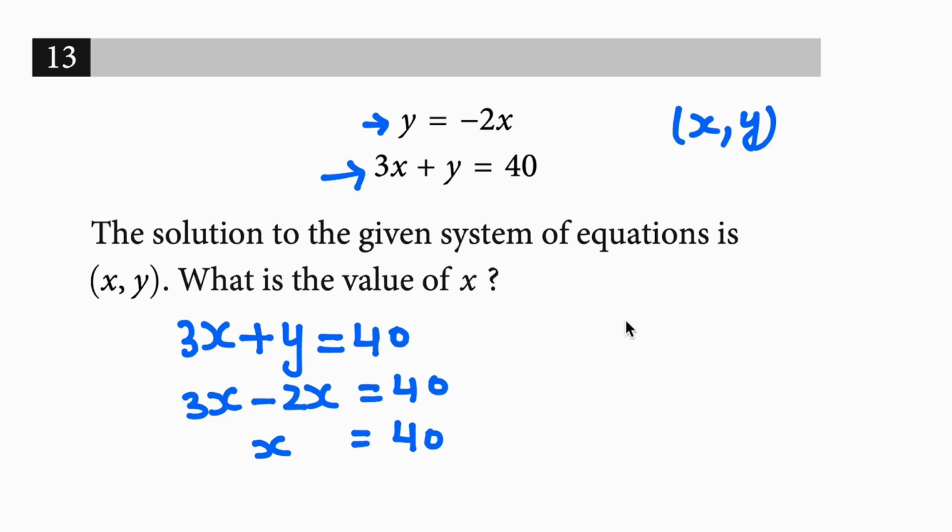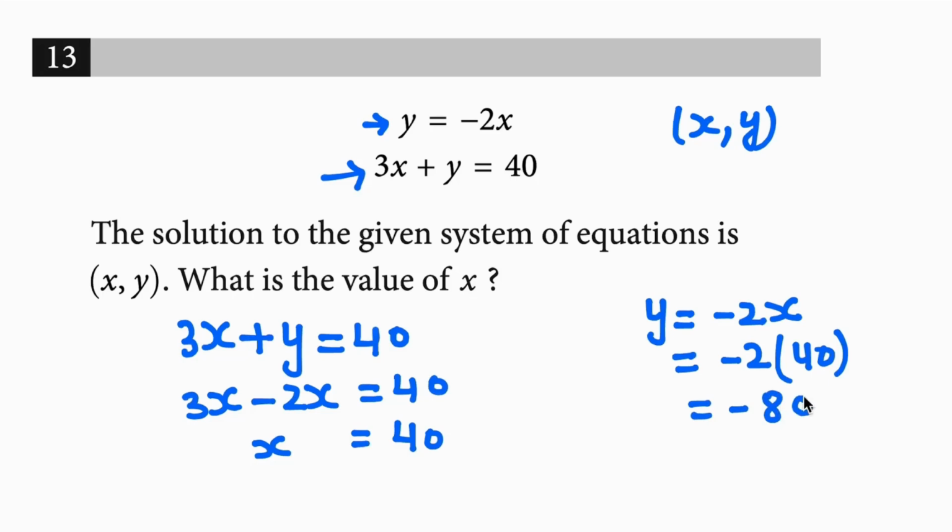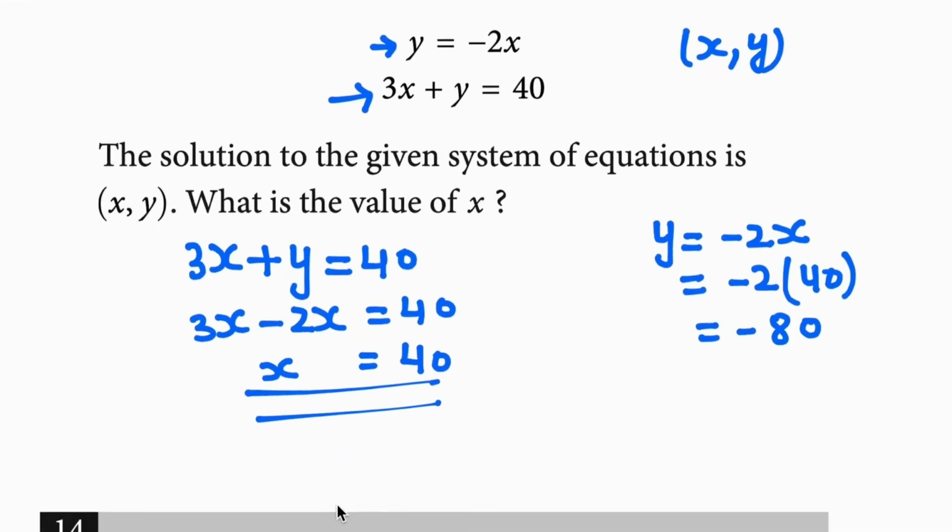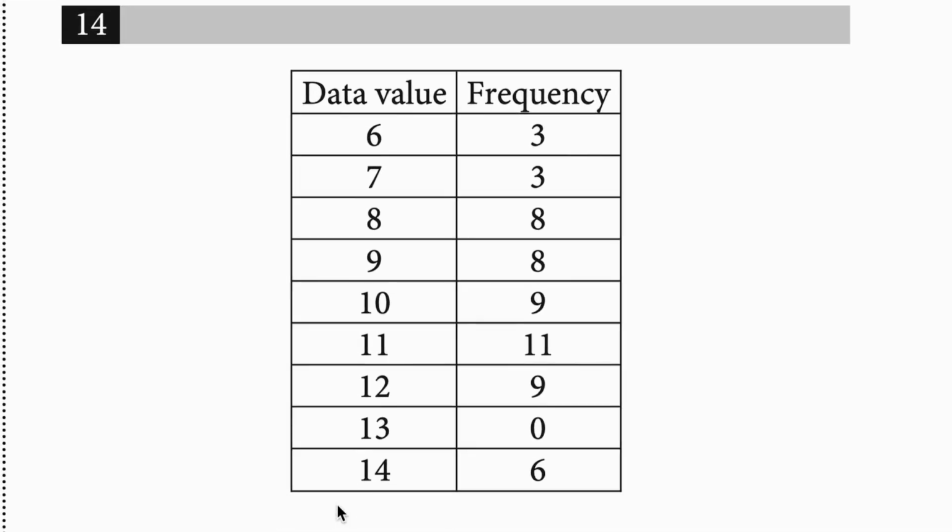But let's learn how to calculate y then. I can take any of the equations. So y is equal to negative 2x, which is negative 2 times 40, which we have calculated here, and that is equal to negative 80. But what is asked? The value of x. So x is equal to 40 is our answer. I hope that is clear. Okay. Next, let's come to question number 14.